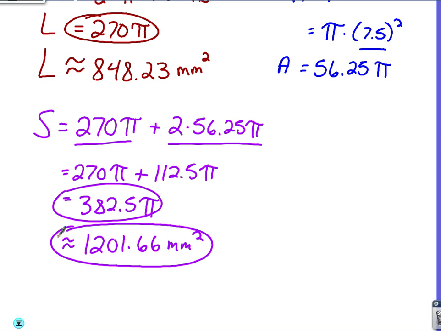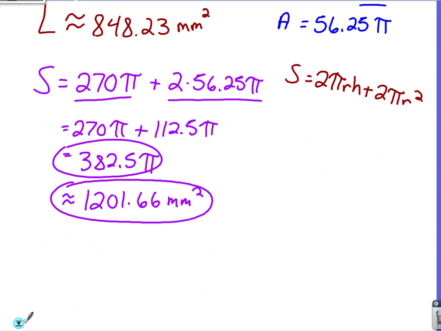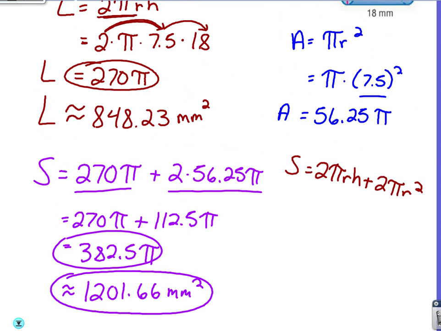Now, if you wanted to, the surface area is equal to 2 pi RH plus 2 pi r squared. If you wanted to plug it into that, R is 7.5. Put a 7.5 everywhere you have an R, put 18 everywhere you have an H and plug it in. What are you going to get? That same answer that we just got, 1,201.66. Let's see if my formula works.